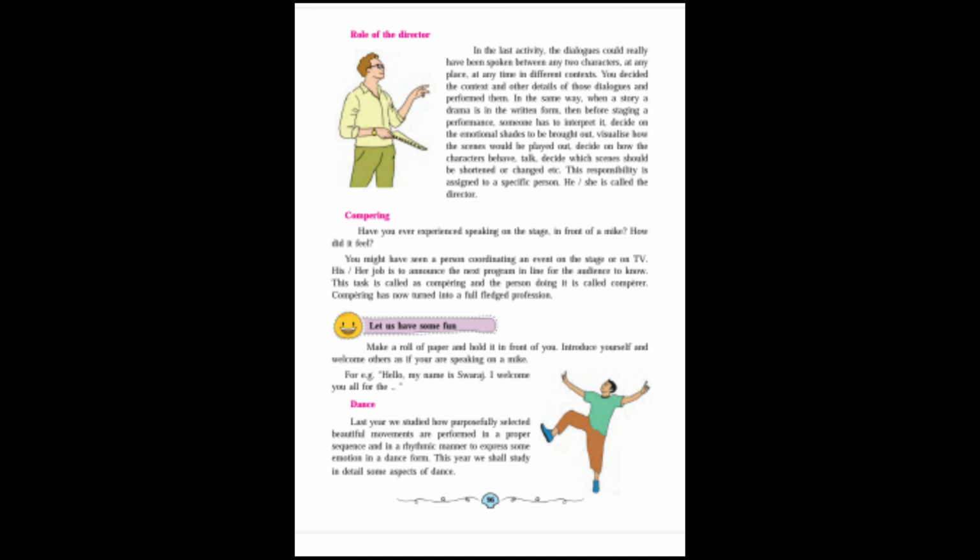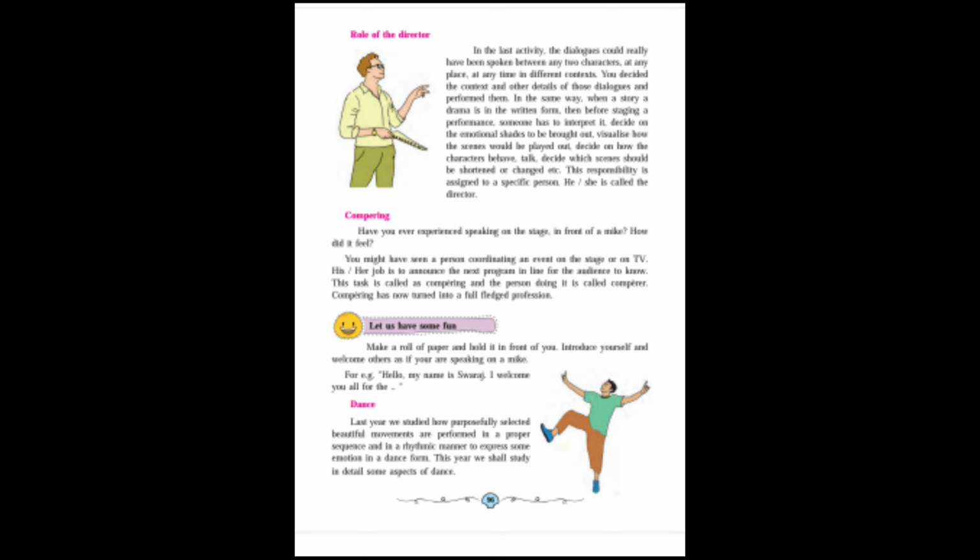Of the director, the dialogue could really have been spoken between any two characters in any place at any time in different contexts. You decide the context and other details of the dialogues and perform them. In the same way, when a story or drama is in a written form, then for staging a performance, someone has to interpret it. Decide on the emotion to be brought about. Visualize how the scene could be played out. Decide on how the characters behave and talk. Decide which scene should be shortened or changed, etc. This all is the work of the director who actually directs the play.